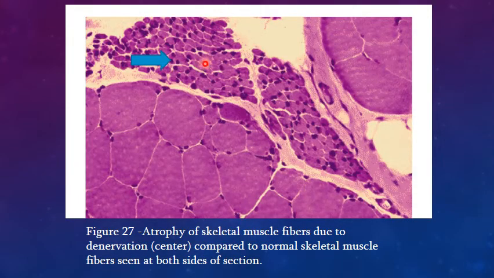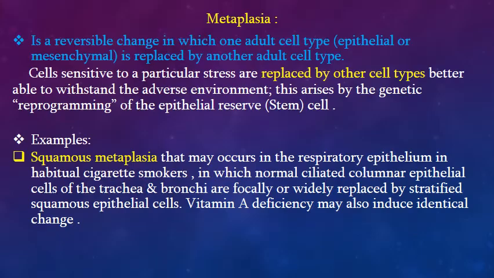Look here, when there is atrophy of skeletal muscle fiber due to denervation, loss of the nerve supply, comparing with the normal skeletal muscle fiber, which is seen on both sides. Here there are atrophic muscle fibers because of the loss of the nerve supply.